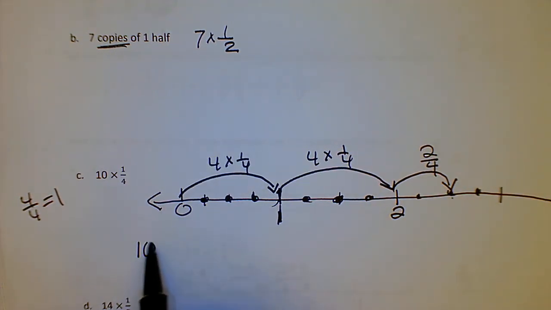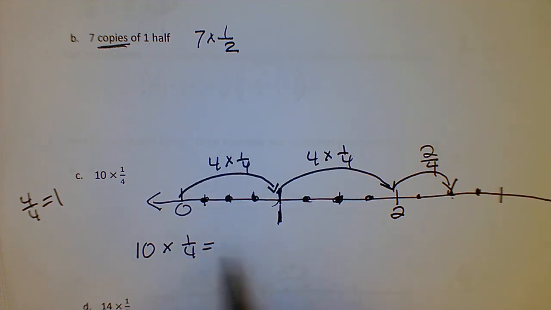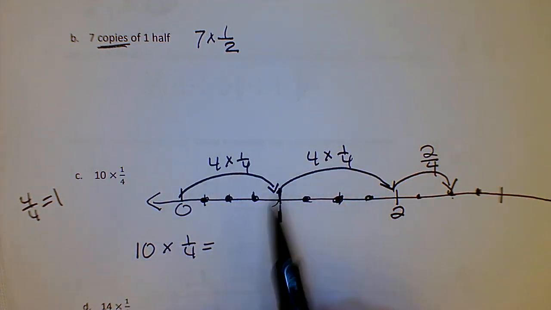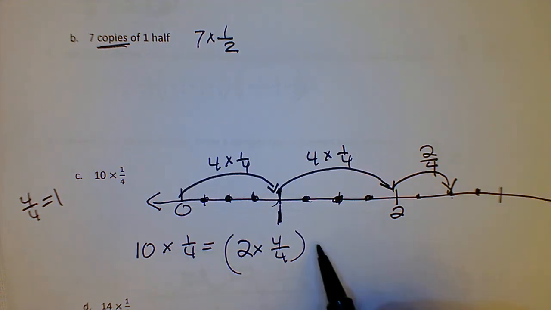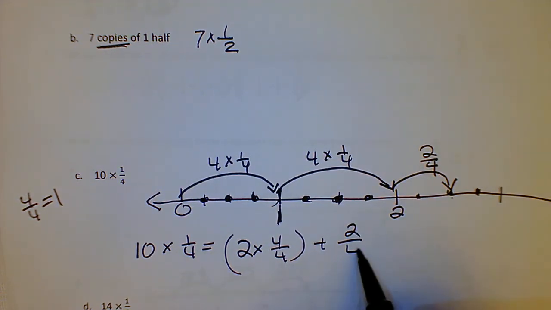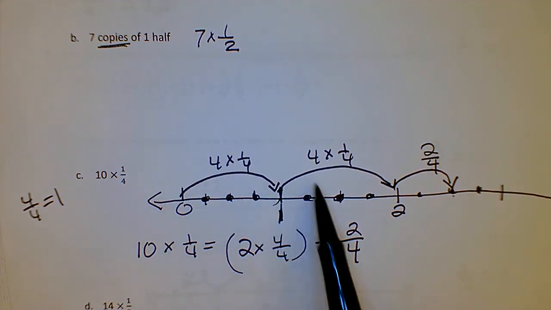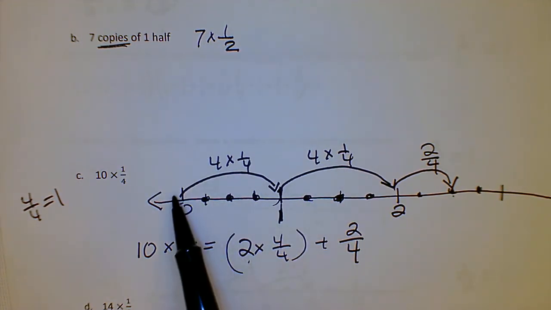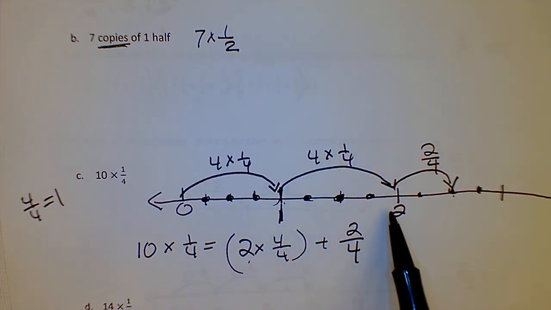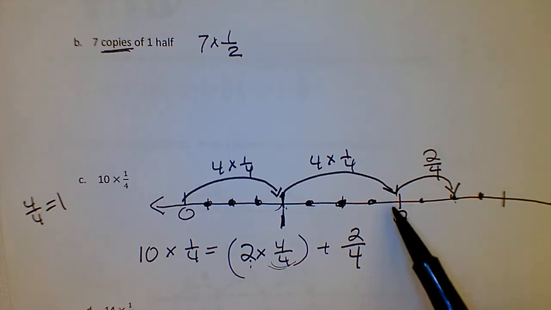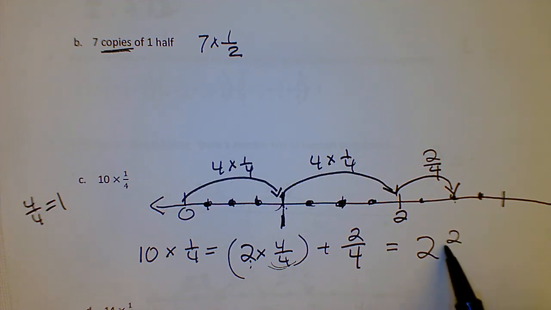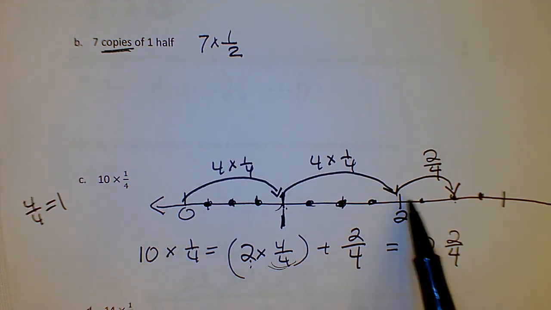So let's go ahead and do this. So we do 10 times 1/4 is equal to doing these 2 hops. So 2 times, and this is 4/4 and 4/4, plus this other 2/4. So all we're doing is we're just showing that we did these hops 2 times. We hopped 4/4 and 4/4 again. So we did 4/4 2 times. 1 time, 2 times, and then we're modeling another 2/4. And we're saying that that's equal to 2 and 2/4.